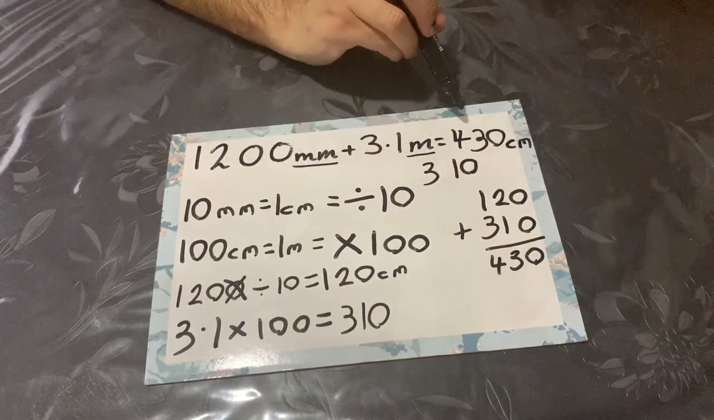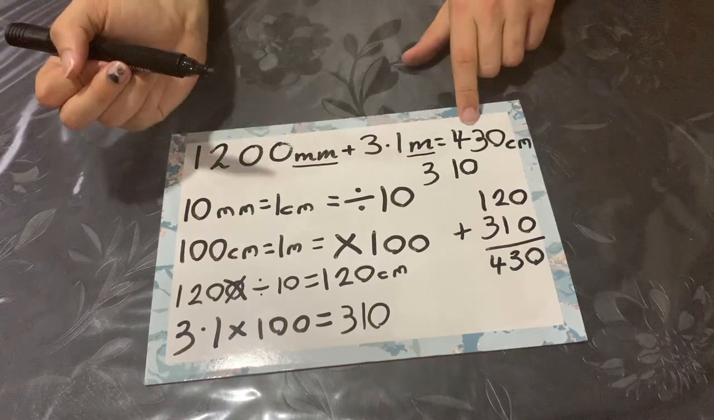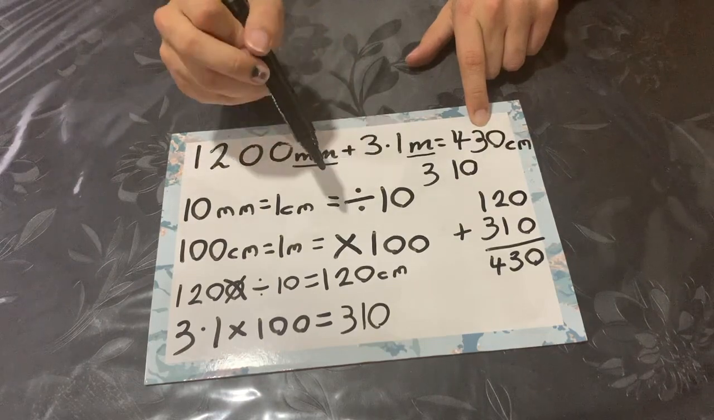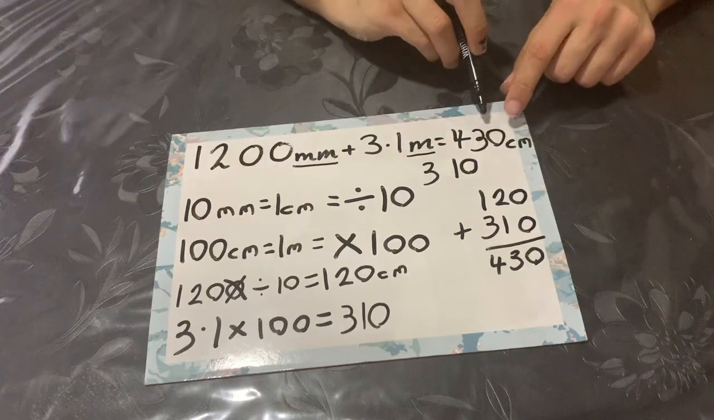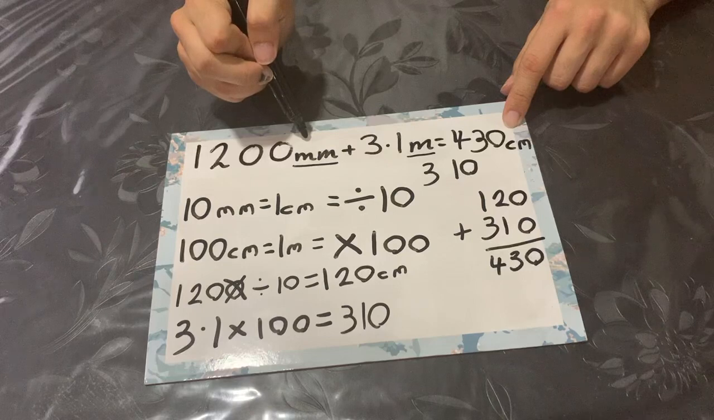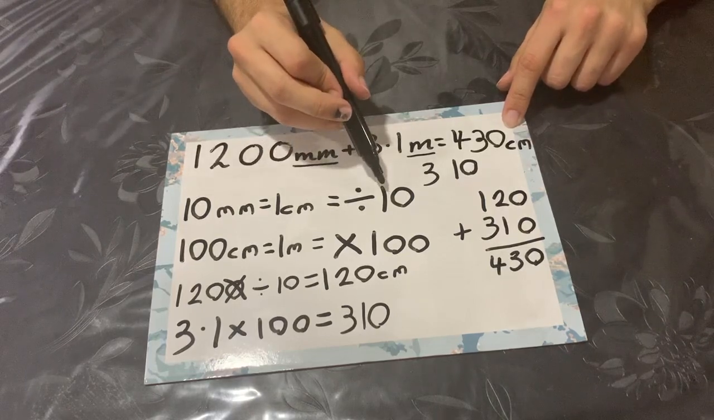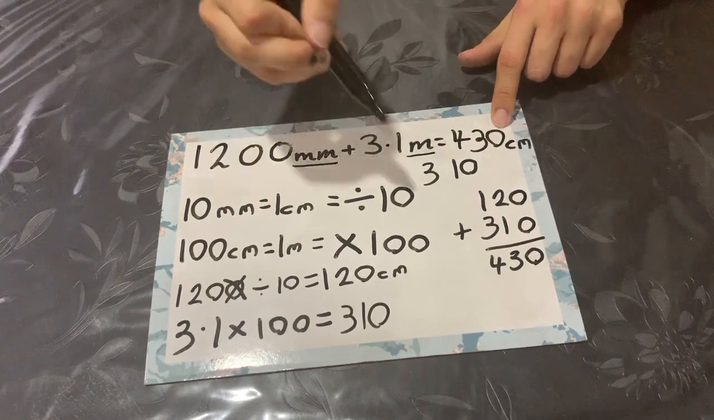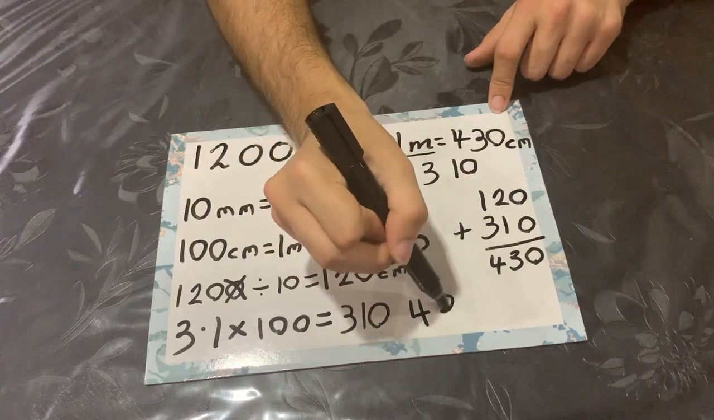Now, if you want to write this as meters or millimeters, you can. So if I look at my number, I just need to do the opposite of what I've done here to find out what it would be in millimeters or meters. So if I want this answer in millimeters, I need to do the opposite of what I've done here. So instead of dividing by 10, I would times it by 10. So 430 into millimeters would be 4,300.